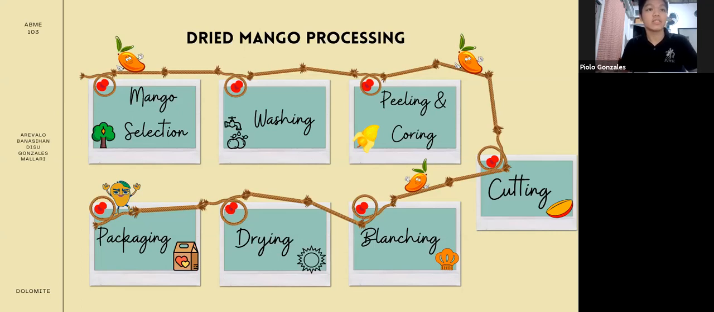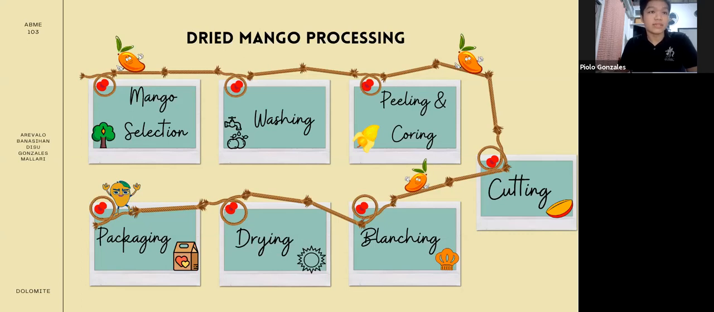Then, washing is done, where mangoes are transferred to the air bubble washing machine to remove any dirt and pesticide residue. Next is peeling and coring: washed mangoes are peeled through a multifunctional fruit peeling machine to avoid browning of mangoes caused by tannin in the peel, then the mango stones are removed. And through cutting, mangoes are cut in thick slices about 8 to 10 millimeters each, lengthwise.